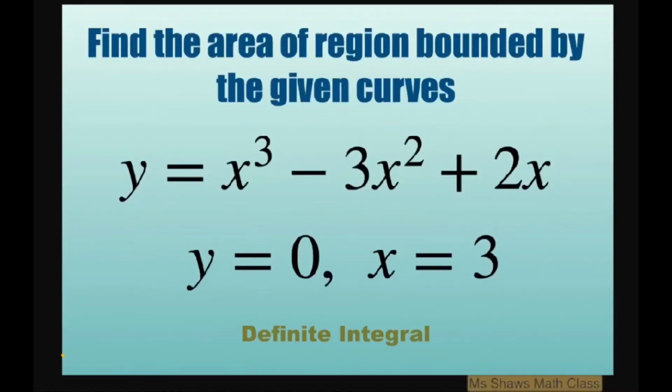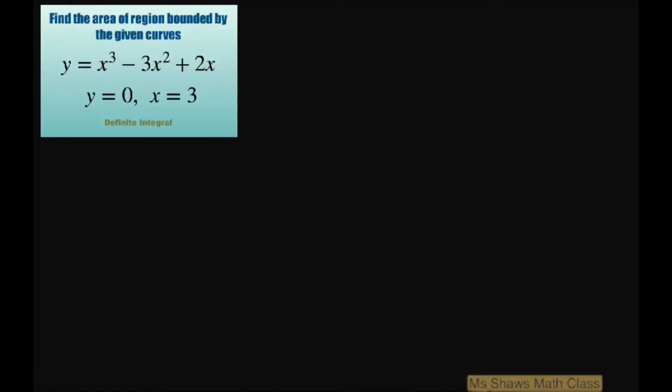Everyone, we're going to find the area of the region bounded by the given curves. This is basically our curve here, and we have these two lines that are going to bound it. So what we're going to do is set y to 0 to find the intersection points. So we have 0 equals x cubed minus 3x squared plus 2x.